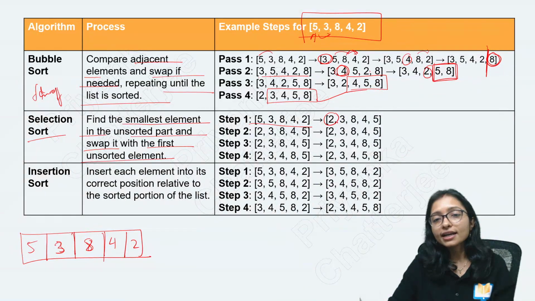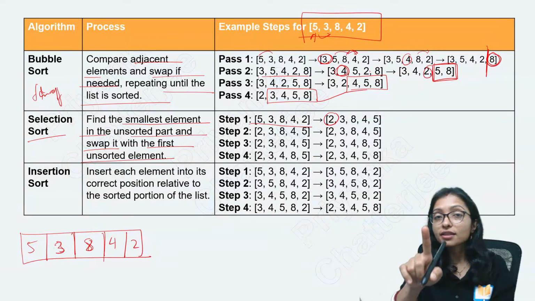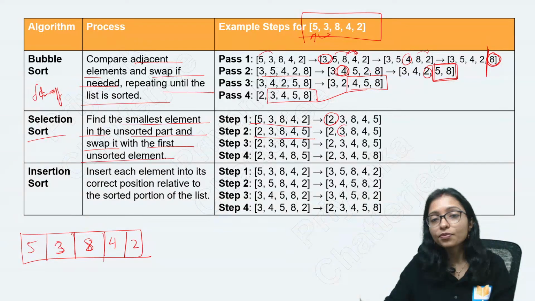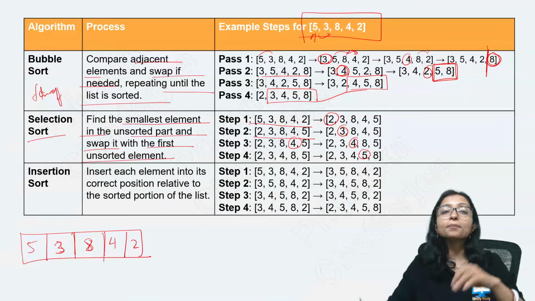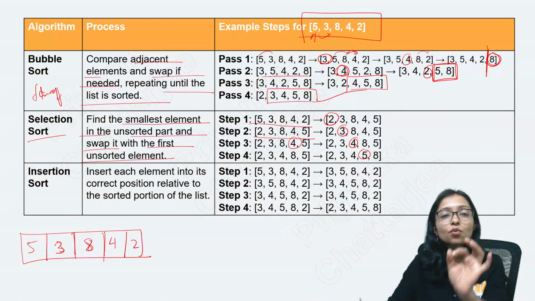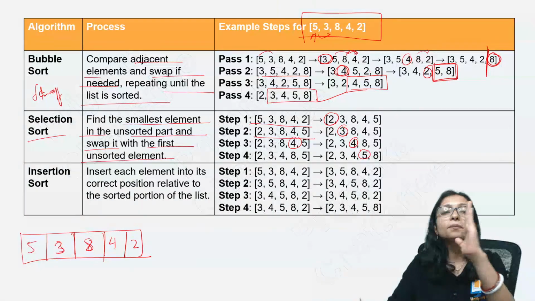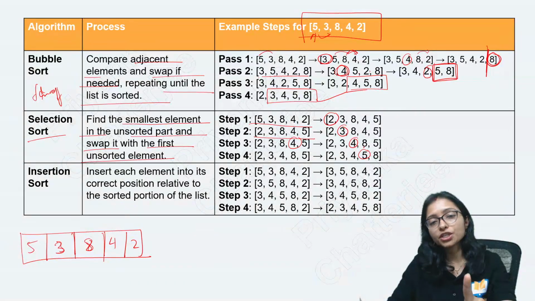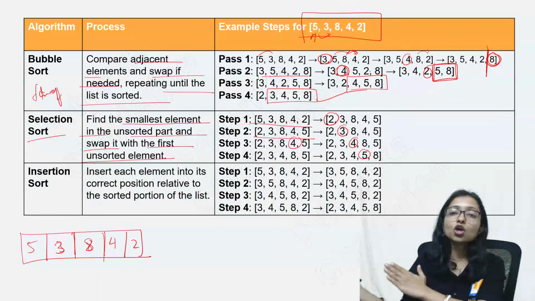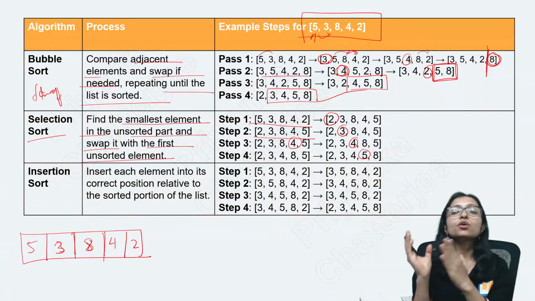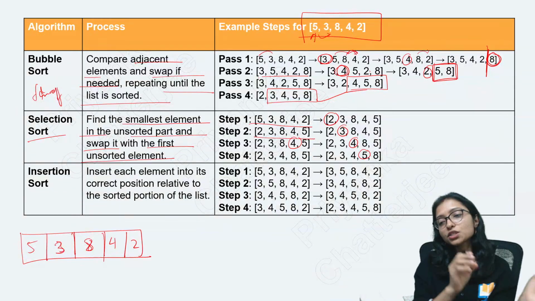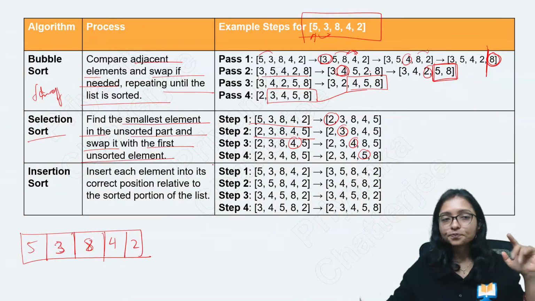So here, whenever you can see that it is the min, I am trying to get the min always. After that, in the second step also, which one is the min? 3. I am placing 3. Again, after the third pass, which one is the min? 4. So I am placing 4. Then after that, 5. In every pass, you are trying to find out the smallest element and you are placing it into its position. It means one part is unsorted, another part is sorted, and you are placing the minimum into the sorted part, right?